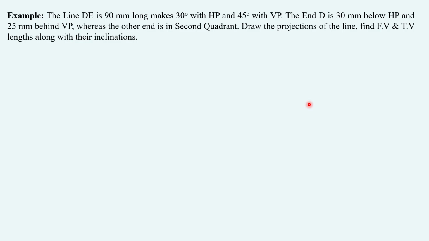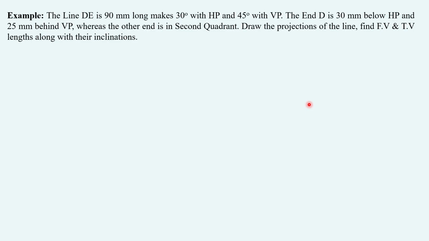The line DE is 90 mm long, makes 30 degrees with HP and 45 degrees with VP. The end D is 30 mm below HP and 25 mm behind VP, whereas the other end is in second quadrant. Draw the projections of the line, find front view and top view lengths along with their inclinations.